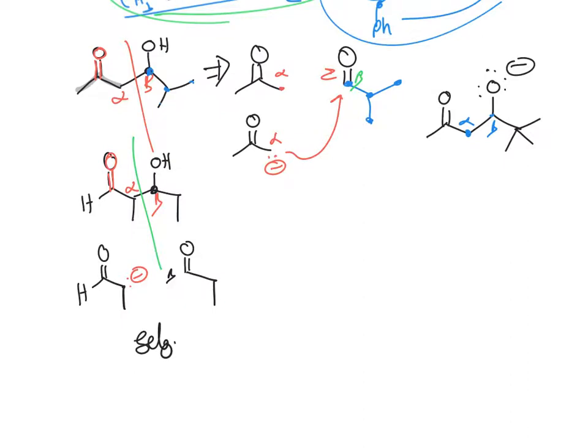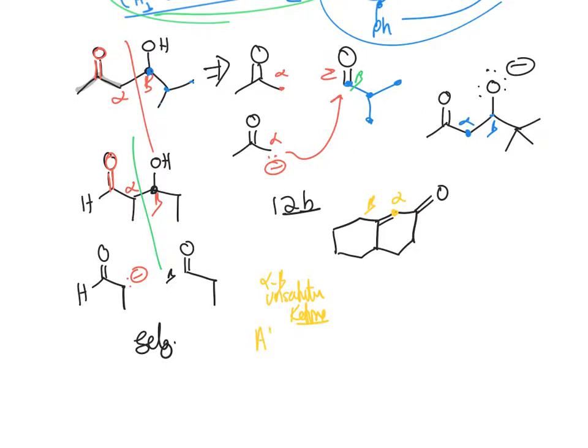The other one, nobody had a problem with 12A. Let's look at 12B. 12B caused some problems, and a lot of it's because you didn't do the alpha beta, and if you didn't do it, I took off anywhere from a half to a 1. So you had to redraw that. You find your carbonyl, you find your alpha beta. This is an alpha beta unsaturated ketone. Whenever you see an alpha beta unsaturated ketone, you better think I made it by an aldol condensation.